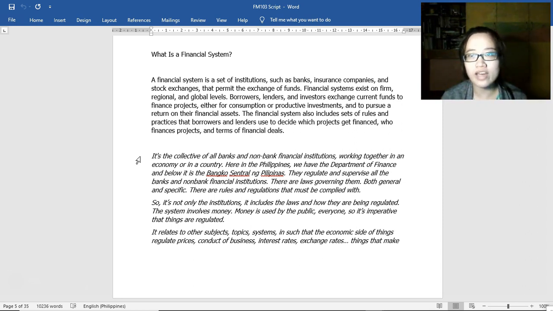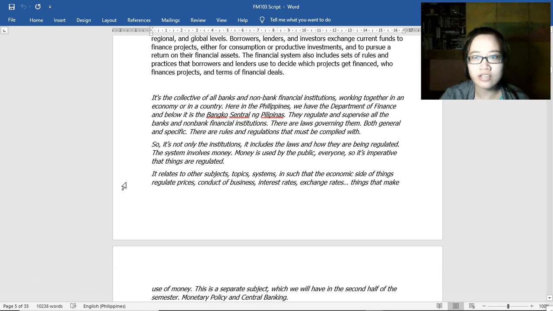Here in the Philippines, we have the Department of Finance, and under the DOF is the Bangko Sentral ng Pilipinas. And the Bangko Sentral ng Pilipinas is the regulatory agency monitoring and supervising the operations of banks and non-bank financial institutions. Okay, there are laws governing financial institutions, both general and specific.